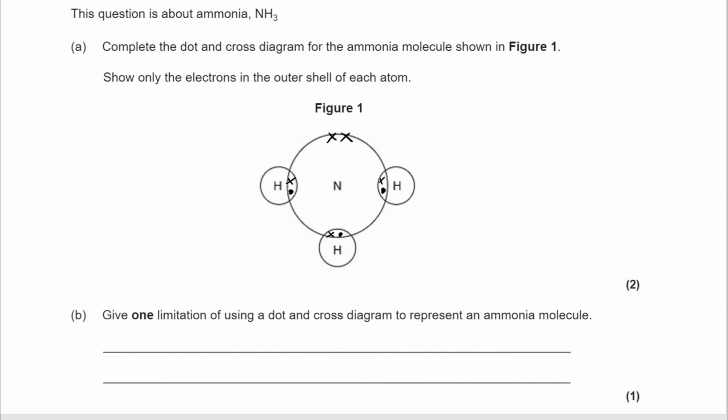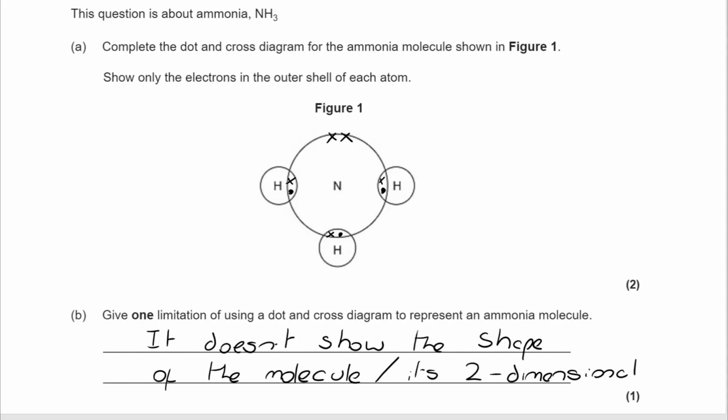And then just as a very quick double check on this question, I can see that each hydrogen has got 2 electrons, a full outer shell, and nitrogen has got 8 electrons in its outer shell, also a full outer shell. In terms of the limitation, this is not a common question, but what we're looking for here is that the model does not fully describe the shape. It's actually a 3-dimensional structure, but the diagram shows it as 2-dimensional.